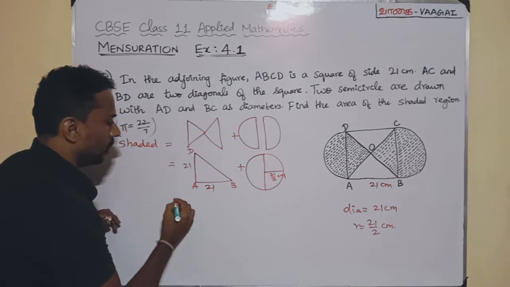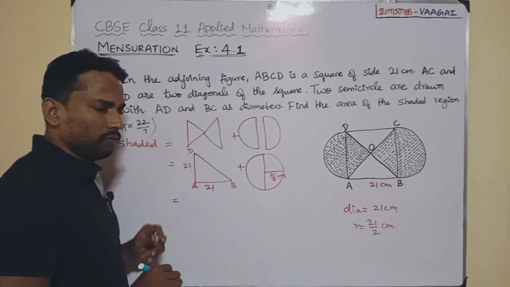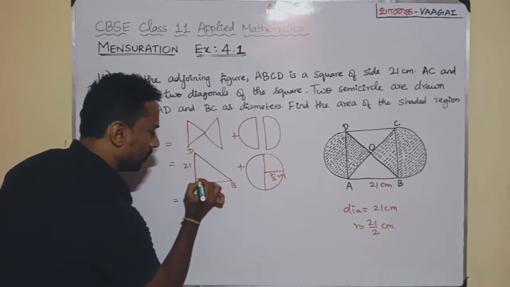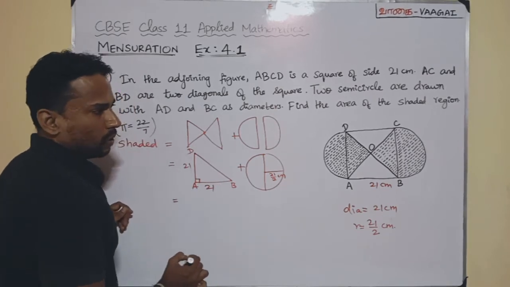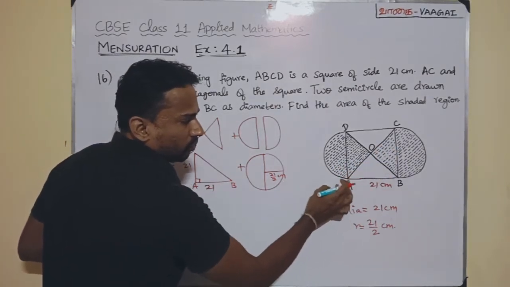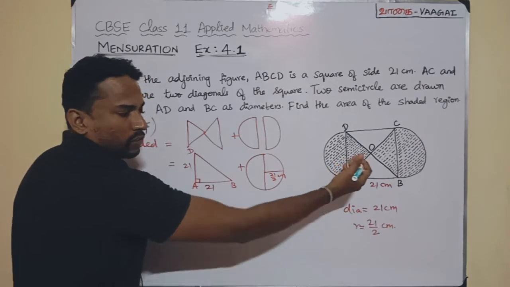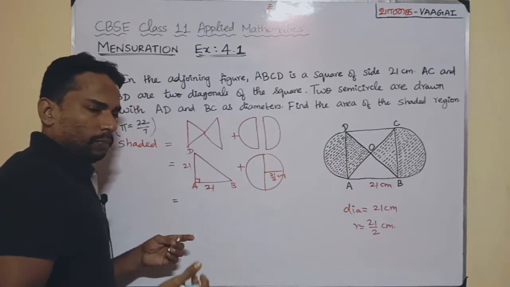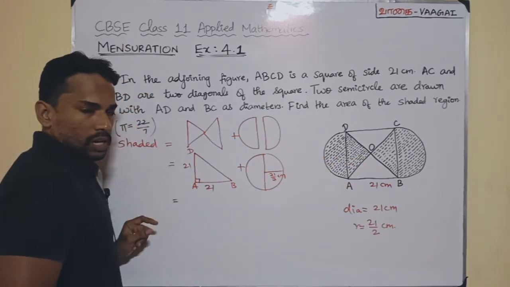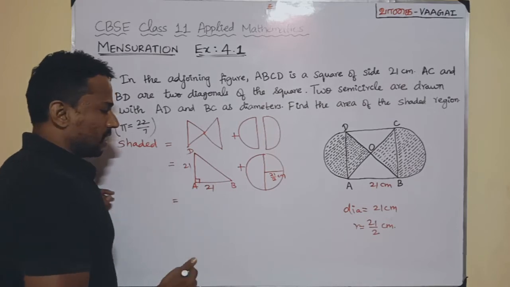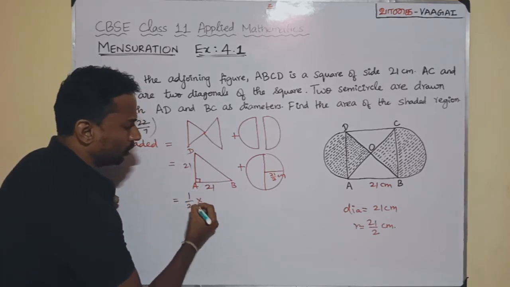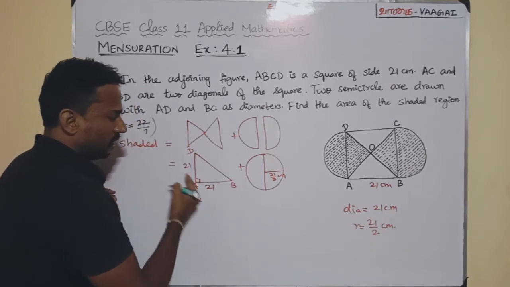Yes, fine. Now continue this. Area of this right angle triangle will be what? Remember, it is a right angle triangle. Why? Because when you shift it here, the angle formed is actually one part of a square only, right? So the angle will definitely be 90 degrees. So here this right angle triangle's area will be half into, what about the base and height? Base will be 21, height will be 21.